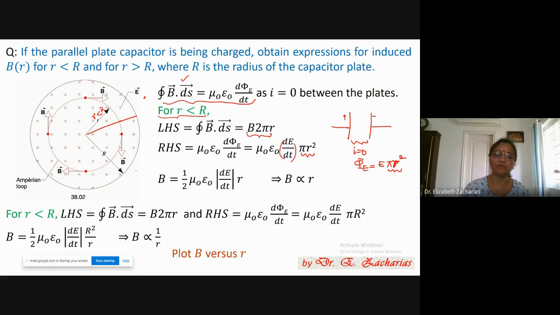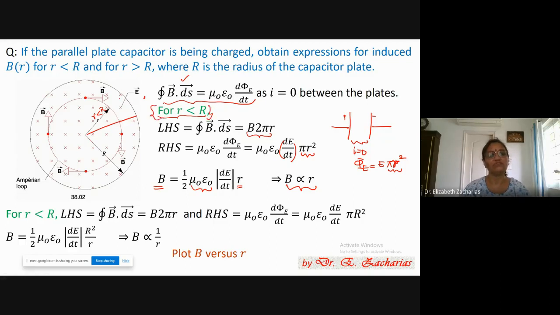Let us finally get the expression for B, by taking 2 pi r to the right hand side of the equation. So you will get B equals 1 by 2 mu naught epsilon naught dE by dt into r. We are just writing dE by dt because dE by dt can take positive values and negative values, but we are not interested in the direction, we just want the magnitude. So let's put modulus dE by dt into r. Everything else cancels out, so you're finding that the induced magnetic field is proportional to the distance from the center of the plate. Please remember, all this discussion is for small r less than capital R.